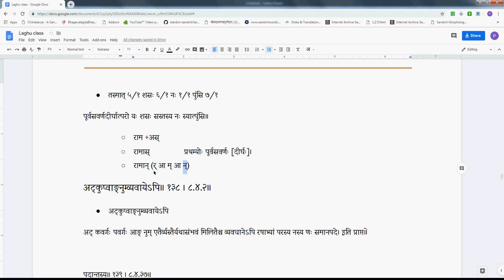He introduces a purva paksha, saying that Raman should become Raman, with natvam on the nakara. So he says: atkup vang num vyavayepi, at kavargaha pavargaha ang num etaihi vyastaihi yatha sambhavam militaischa vyavadhane. So yatha sambhavam milite, in any combination of at, ku, pu, ang and num, if they are interleaving, even if there is spacing there, separating the nimitta and the sthani nakara, still what? Rashabhyam parasya nakarasya nasya naha samana pade iti prapte.